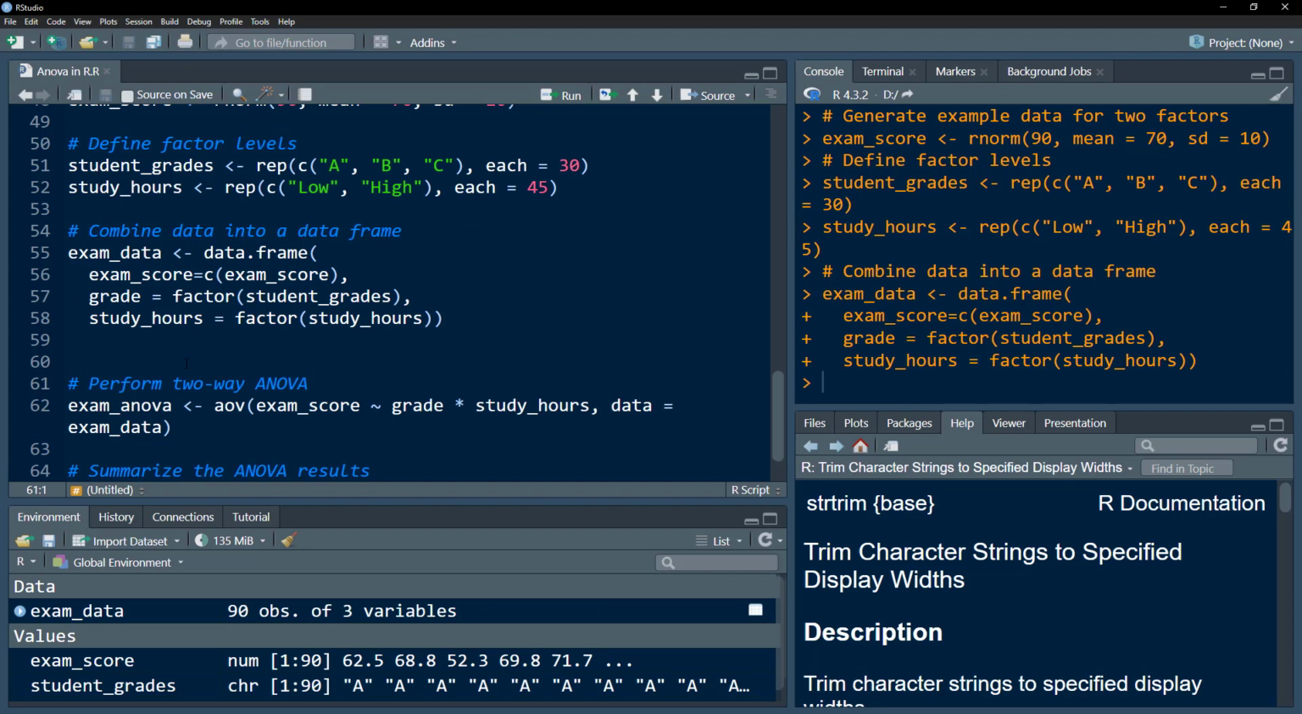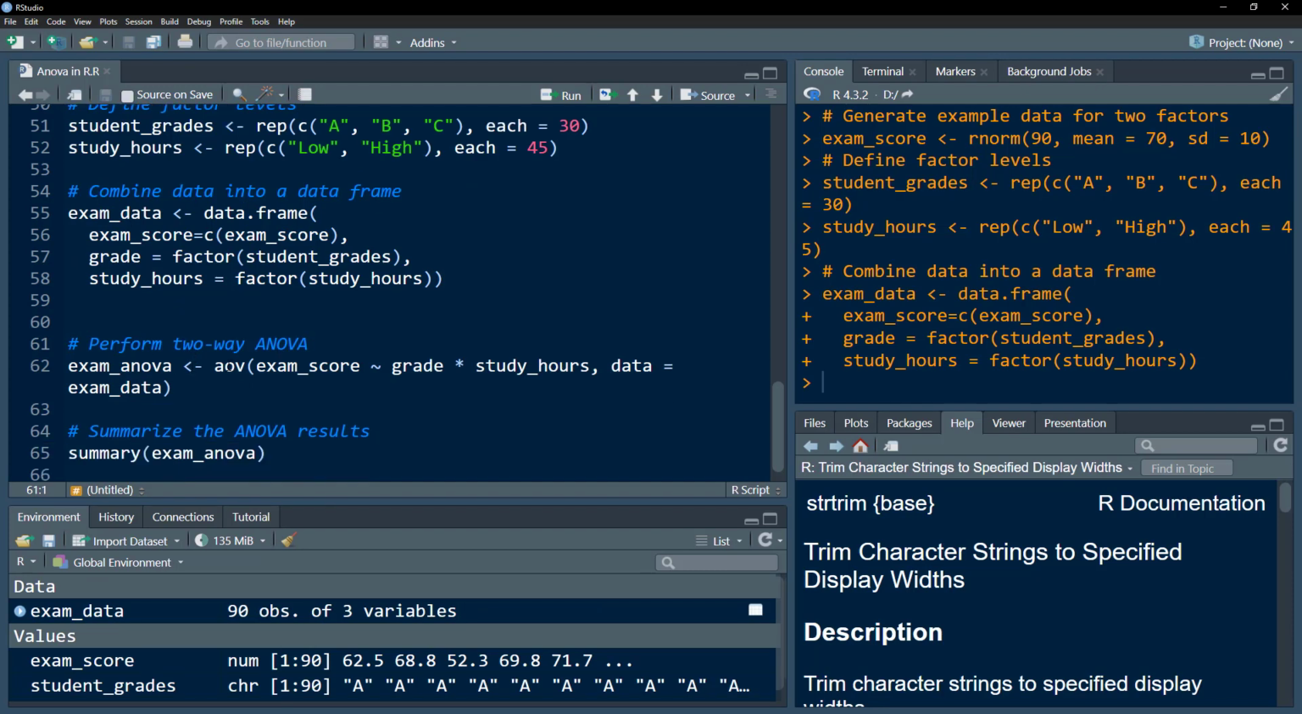Okay, so how do we perform the two-way ANOVA? We use the same function, that is the aov function, and we specify our dependent variable, the tilde sign, and our independent variables separated by this asterisk, which is used for multiplication. And then we have this exam data that we have created over here.